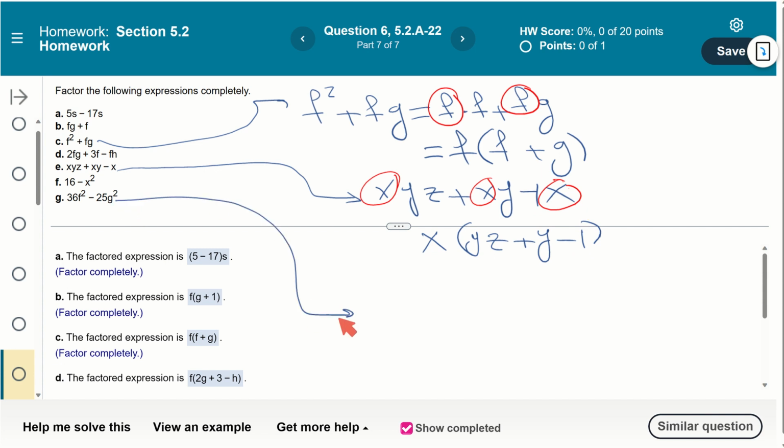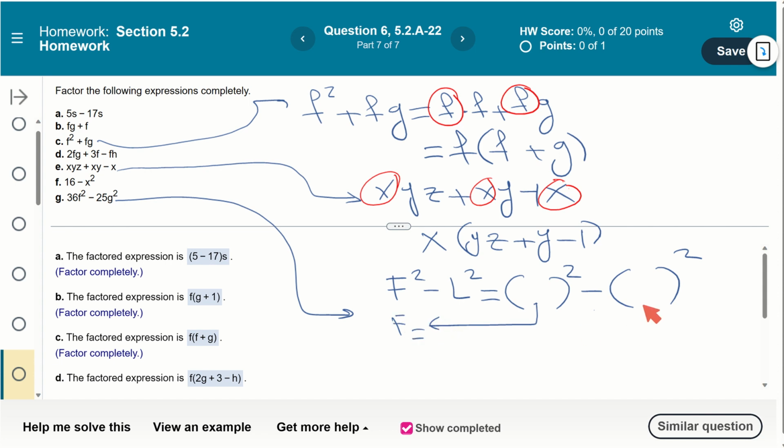For this one, I'm just going to give you a hint. It's of the form of difference of squares. Just write it as a difference of squares. In this case, it's what do you square to get 36f squared, and minus what do you square to get 25g squared. What goes in here is going to be your f. What goes here is going to be your L, and then you can easily factor it using the fact that f squared minus L squared equals quantity f plus L times quantity f minus L, like so.